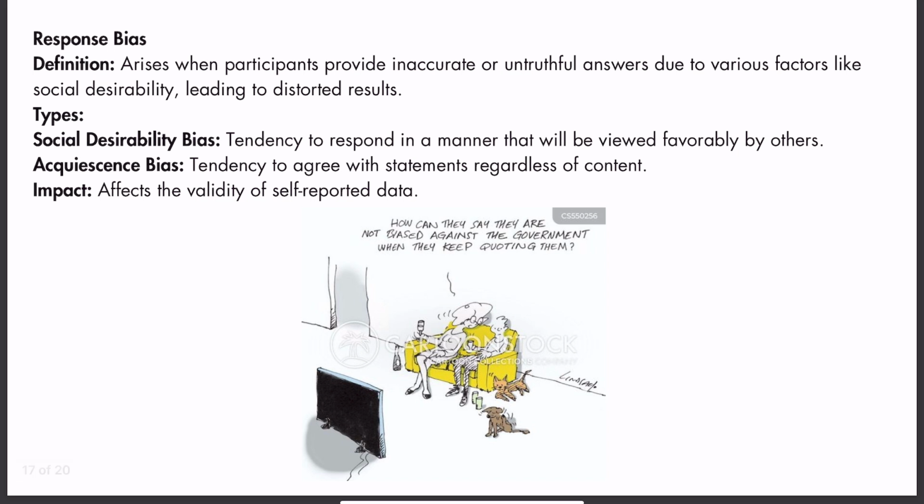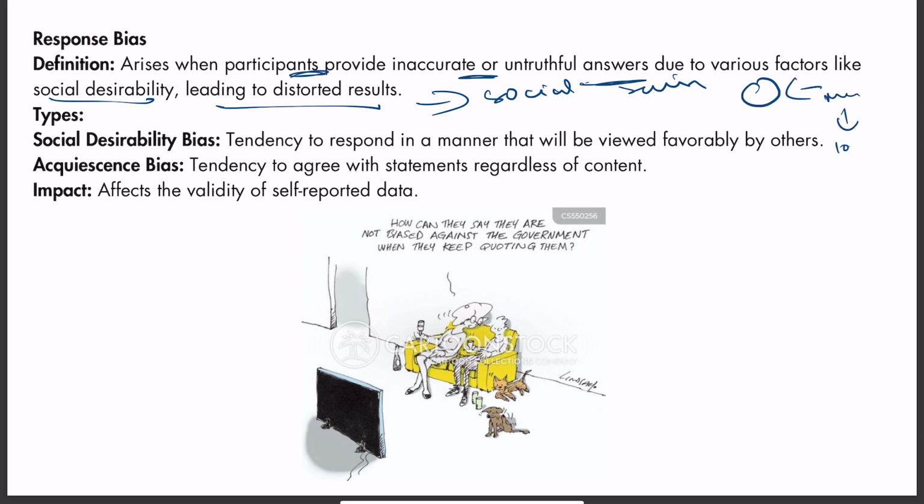Next, we have response bias. It arises when participants provide inaccurate or untruthful answers due to various factors like social desirability, leading to distorted results. And this happens a lot with social science research, especially around villages where it's taboo to talk about marriage, love marriage. If you're doing any research around love marriage or around rape victims, then you get a lot of response bias. Impact: it affects the validity of self-reported data.